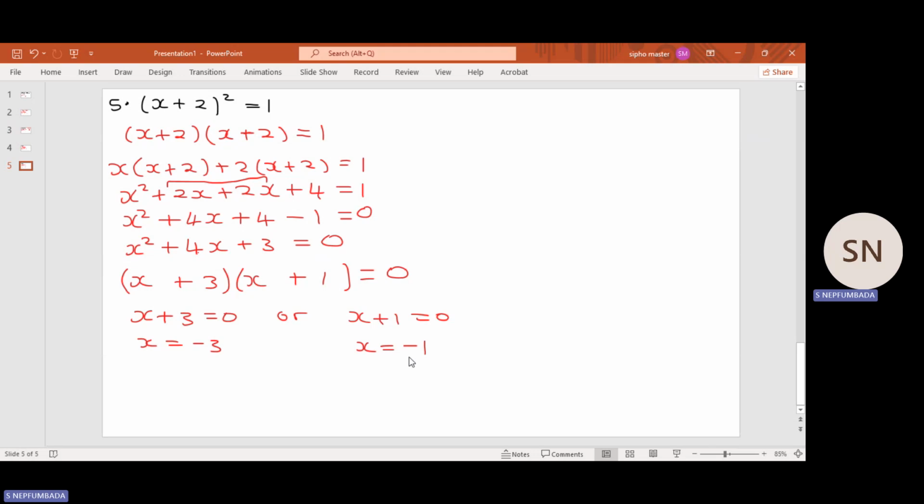So the equation was simple and straightforward. So let's proceed to the next one.